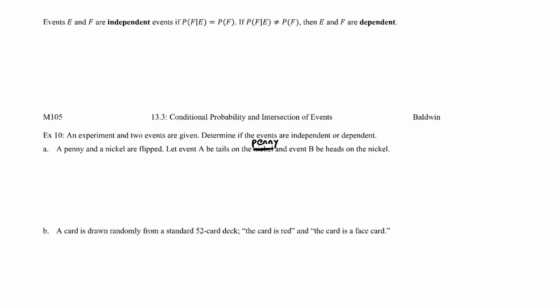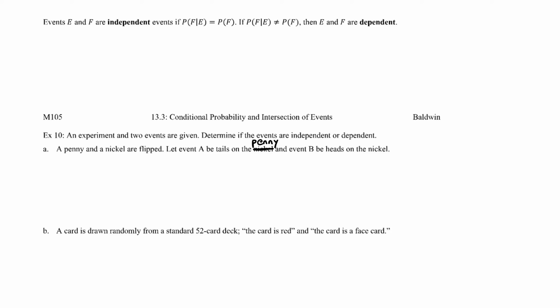So today we're going to finish up section 13.3. We're going to start off by talking about what it means to have two events that are considered to be independent or dependent. If we have two different events taking place and we look at the probability of the second event given the first event, so the conditional probability, if that equals the probability of the second event, then those two events are considered to be independent of each other.